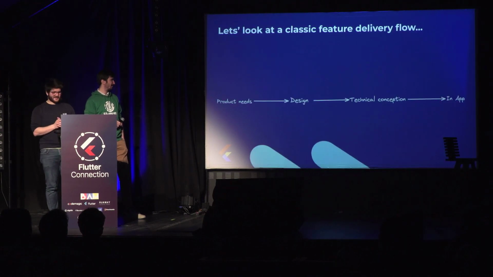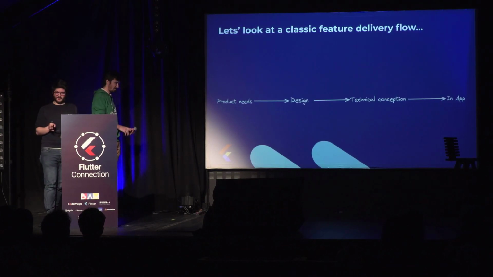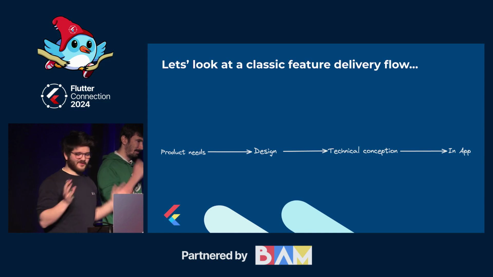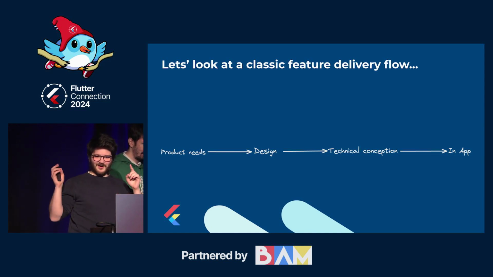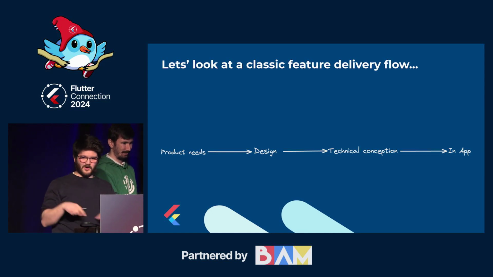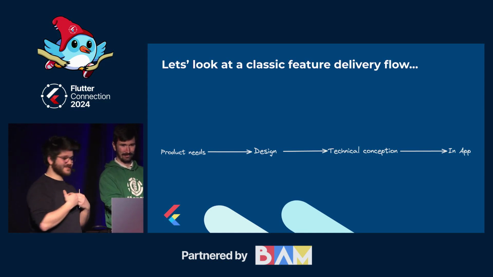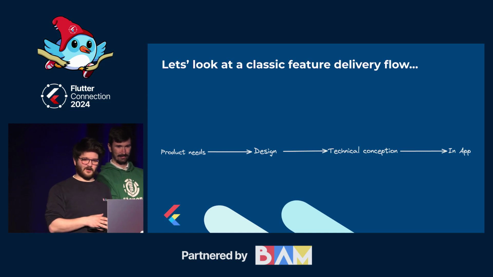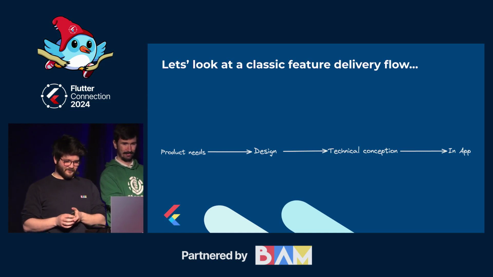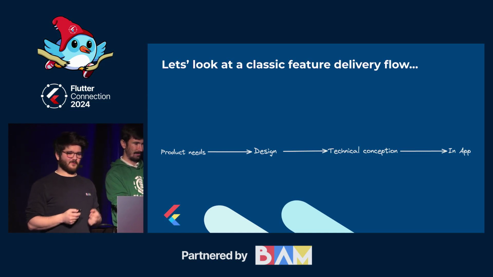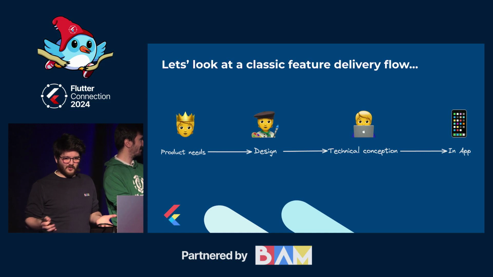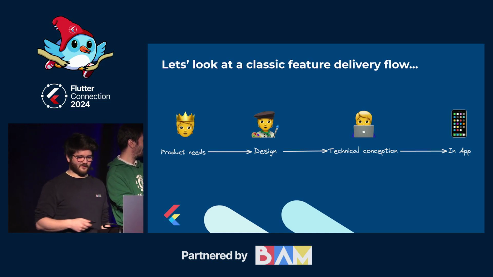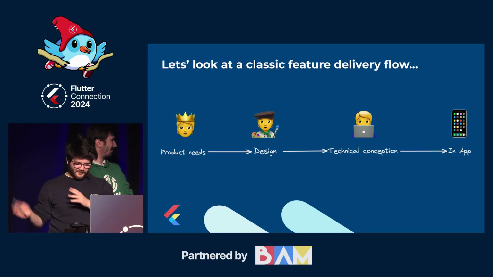So to understand that, let's have a look at what a classic feature delivery flow looks like. It's very simplified, but you have product needs that come from somewhere. Then you have a design phase where you have some mockups. Then us tech arrive and do some technical conception. Then we develop it in the app. For the purpose of this talk, we're going to assume that those tasks are done by different teams or at least different people, which is usually the case, but sometimes you have product designers also. Let's say these are different teams, okay?